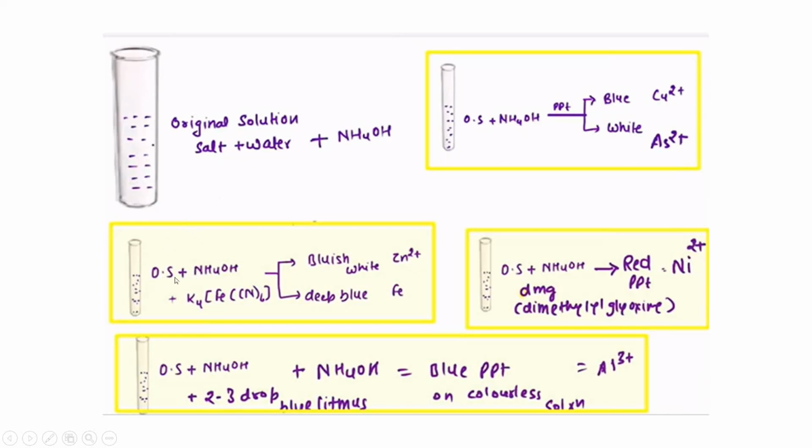salt original solution, salt plus water plus ammonium hydroxide plus potassium ferrocyanide. If you get the bluish white precipitate, we can say that is zinc. If you get the deep blue coloration, we can say that is the presence of iron, ferrous. Right.